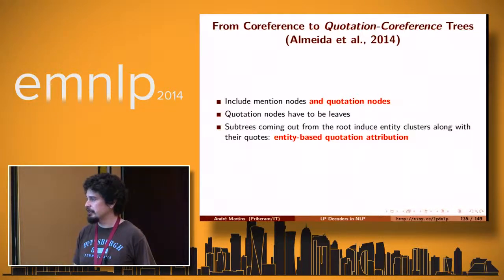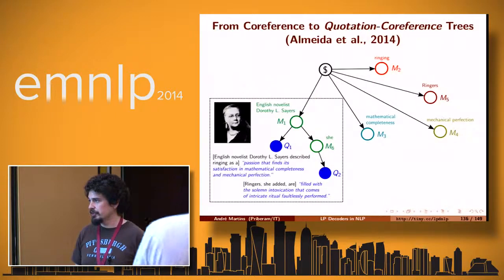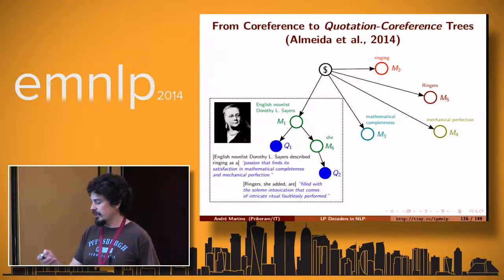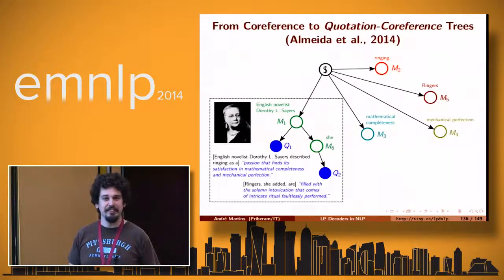Okay, so let's see an example for the same sentence. We now have these two quotation nodes, the two quotations that are present in the sentence, and the entire entity, Dorothy Sayers, is the author of both of these quotations. Is this intuition clear? Okay.